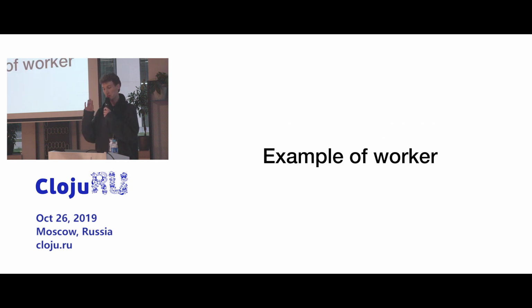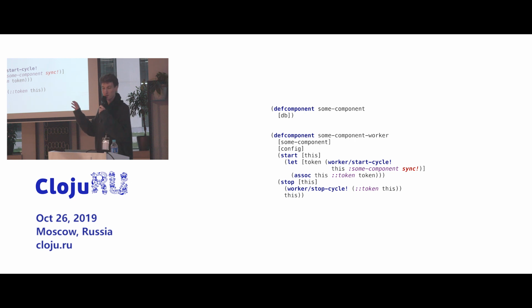I'd like to look at a contrived example, but it's the kind of example that we use in production. So let's see, we want to make some worker. We split the worker into two components because we would like to debug a component without starting a worker cycle in the REPL. So we can load the component but not start the worker. And we can see that some components don't have start or stop functions.